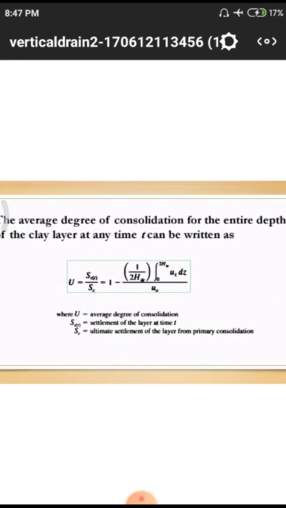This is the average degree of consolidation of the entire depth, with the formula U = S/H, which is equal to 1 minus 1/2H integral from 0 to 2H of u_z dz by u naught, where U equals the average degree of consolidation and settlement of the layer at time t. This is another classification, the value of time factor and their corresponding average degrees.